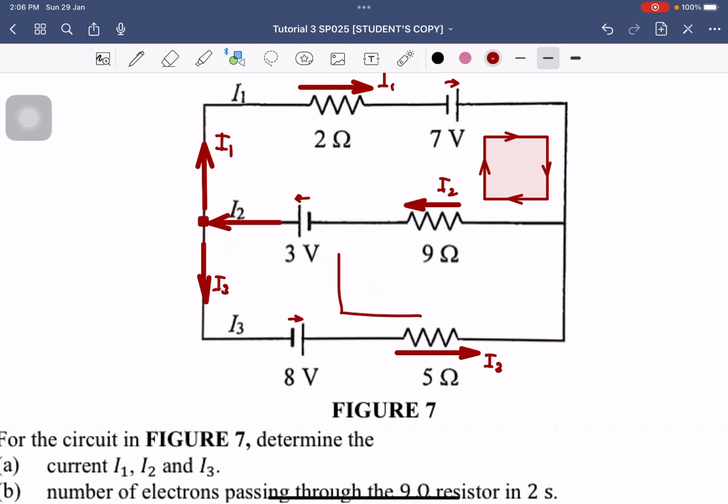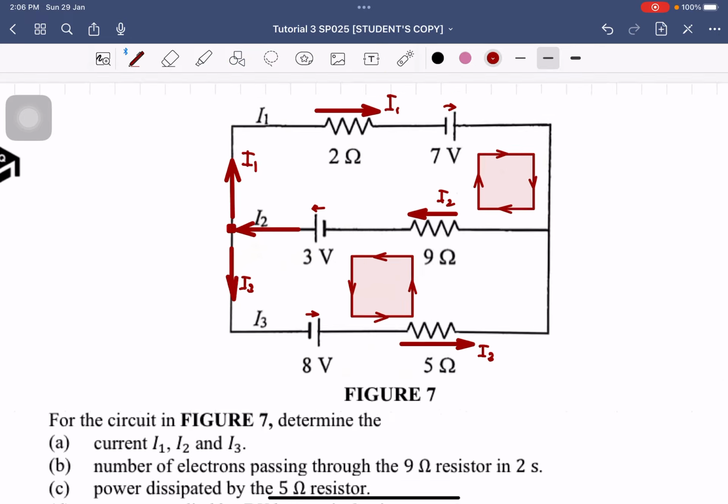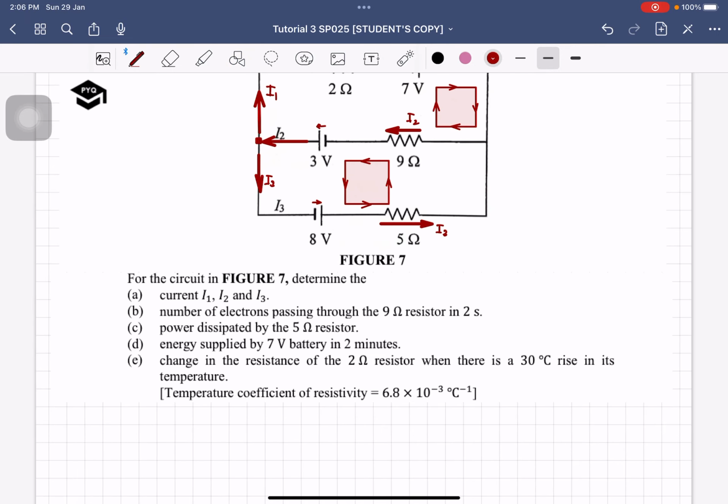Okay, do the same thing here. You can either use the 3 volt battery's direction or the 8 volt. It's entirely up to you. But I'm going to use the 3 volt direction, so this will be anti-clockwise. So we designate a direction of the loop. Now we can start by applying Kirchhoff's first rule and second rule.